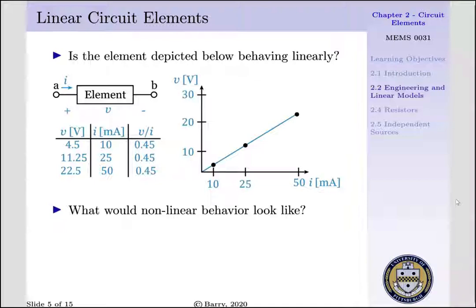we can plot each of these individual behaviors. That is, if we take our rise per our run of each of these individual voltage potentials and subsequent currents drawn through our system, we see we have a constant value. Our V per I is equal to 0.45. Thus, our element is behaving linearly. Nonlinear behavior would be if our V per I changes based upon our voltage potential established across our element.